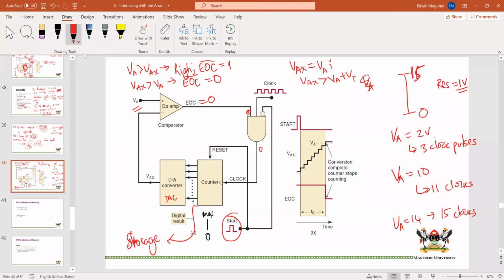So that shows you that the speed with which the conversion takes place in this case is dependent on the value of VA, since every time we try to convert a signal, we start from 0. The counter starts from a cleared state and counts upwards, meaning that we are going to take longer if the value that we are trying to convert is high, compared to the full scale of the digital to analog converter, as well as the resolution.